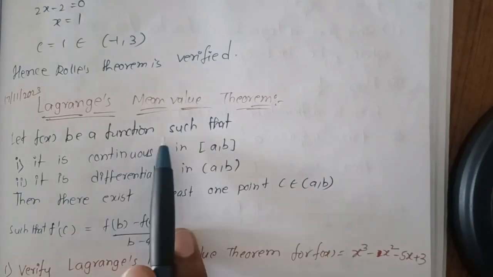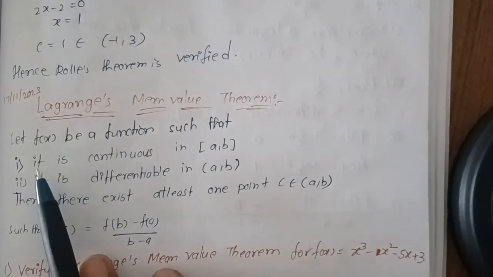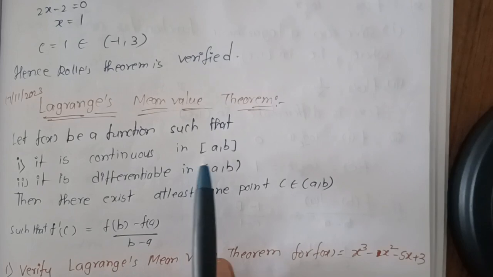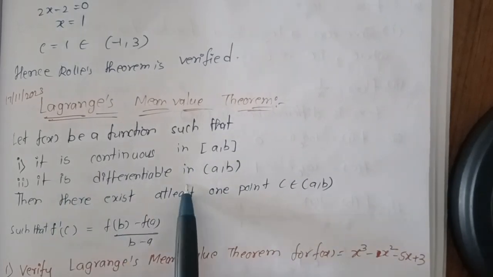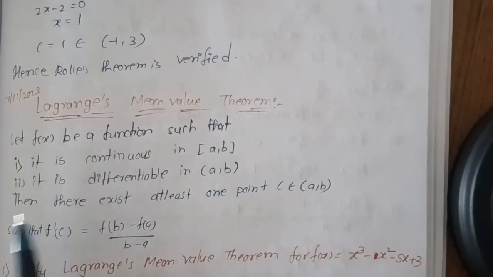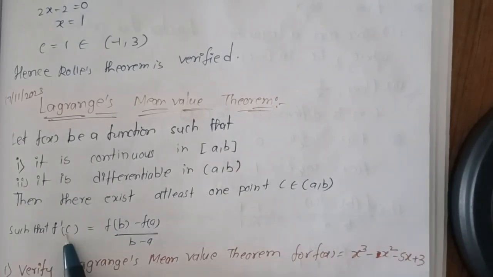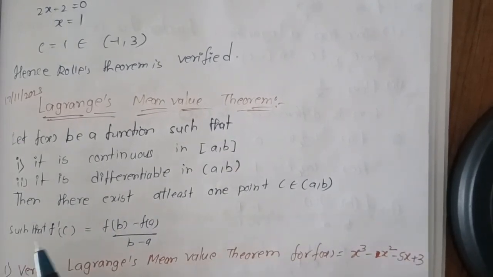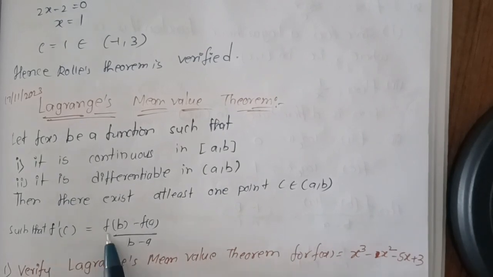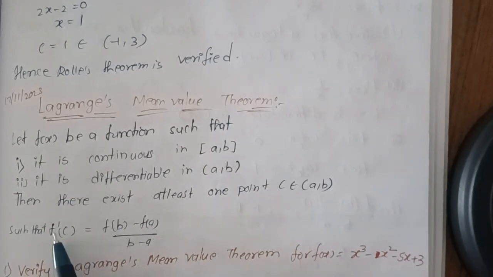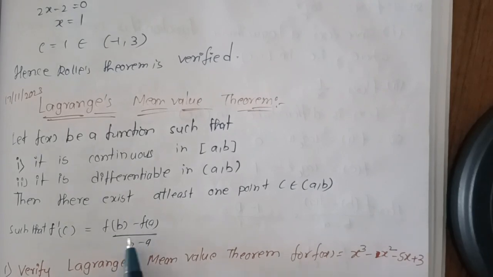Let f of x be a function such that f of x is continuous in closed a comma b and it is differentiable in open a comma b. Then there exists at least one point c belongs to a comma b such that, before, we saw in Rolle's theorem f dash c is equal to 0, but here it changes: f dash c is equal to f of b minus f of a by b minus a.